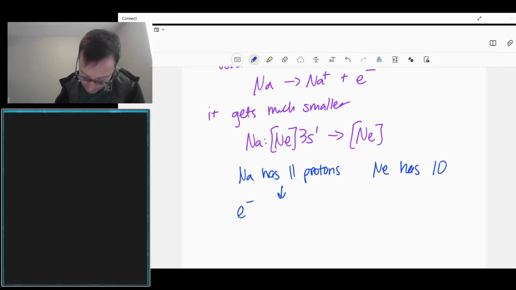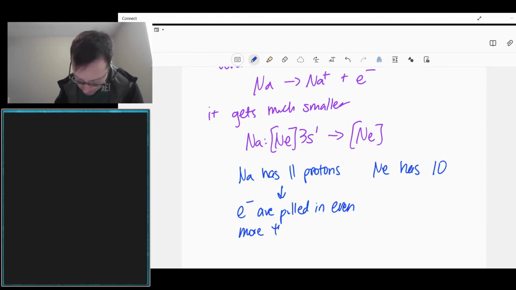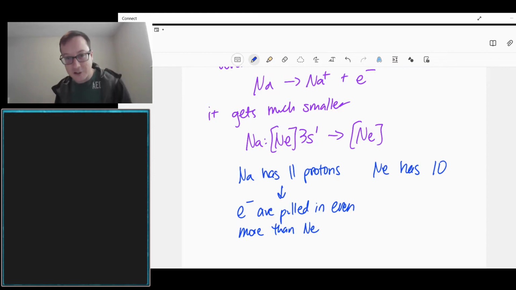And so the electrons are pulled in even more than neon's would be, because it's got more protons. And so we've lost a shell, which is awesome. We've shed our shell there, and so now we're going to be much, much smaller. In just a sec, we'll look at some numbers, just so we can have some values to put with these. But that's what we're looking at here.